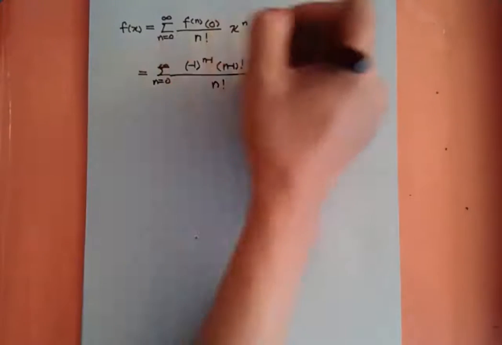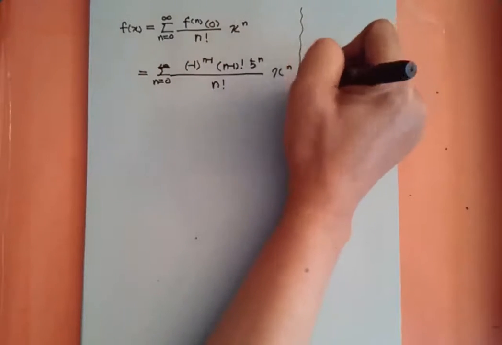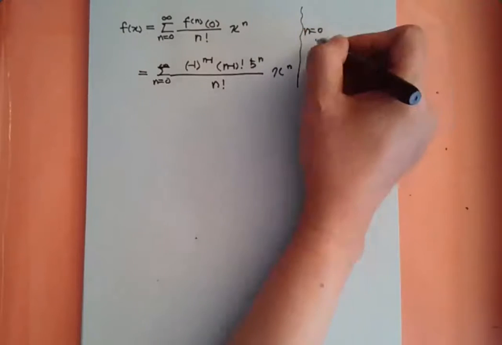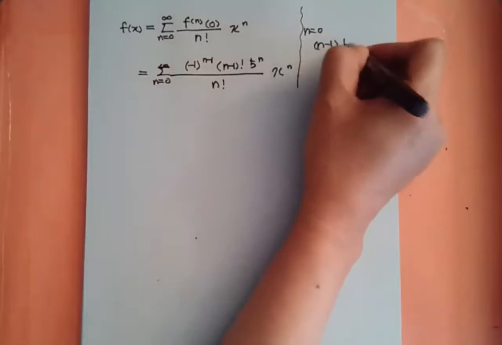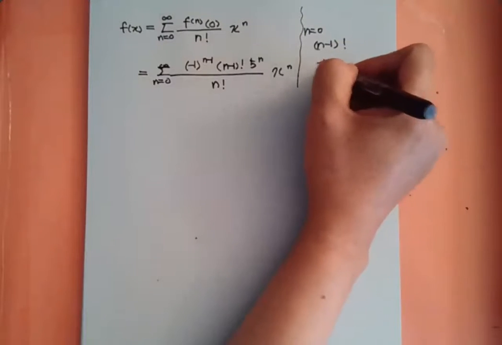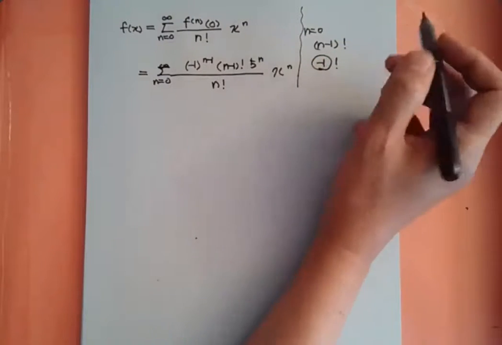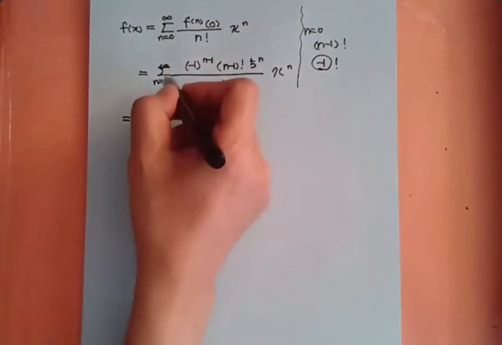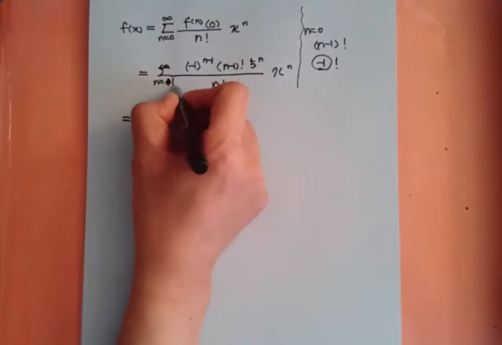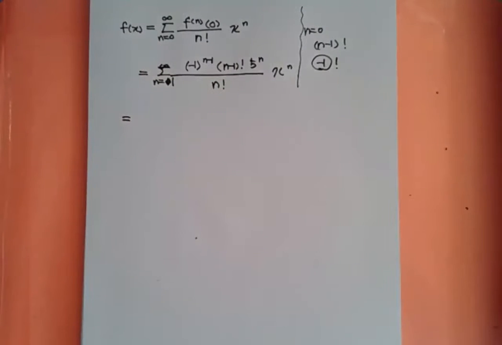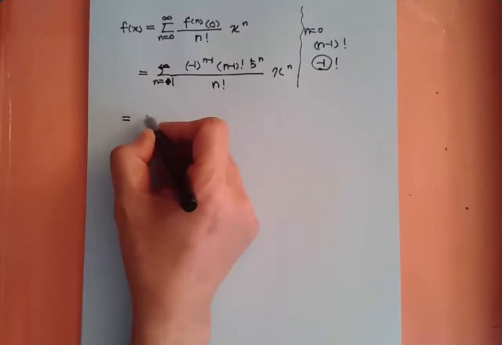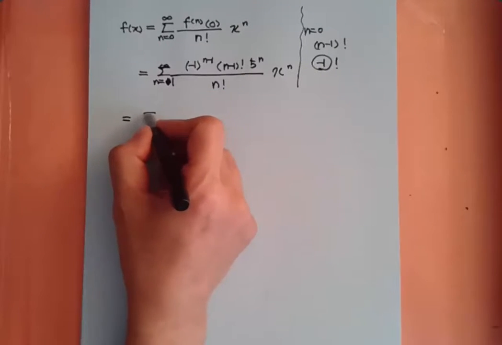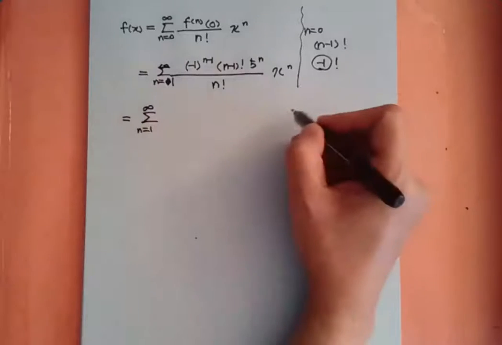But what you would notice here is when n equals 0, we cannot think about n minus 1 factorial because there is no negative 1 factorial, right? And so we will fix it like this, n equals 1 to infinity. So we have n equals 1 to infinity.